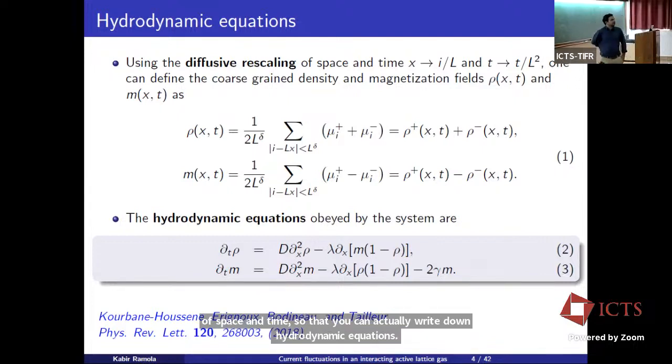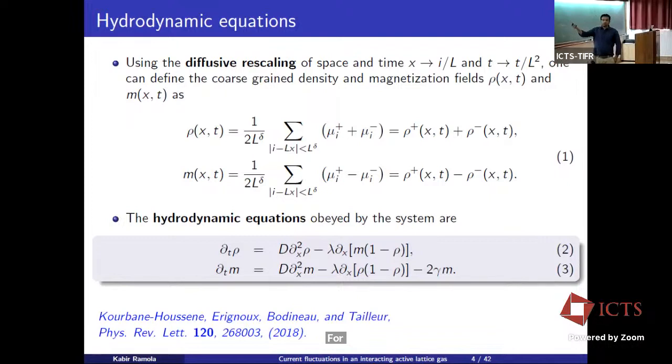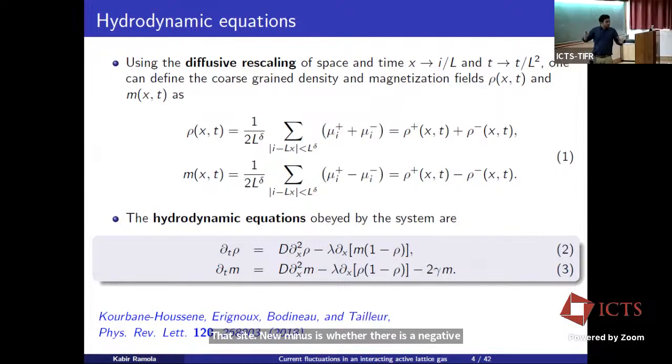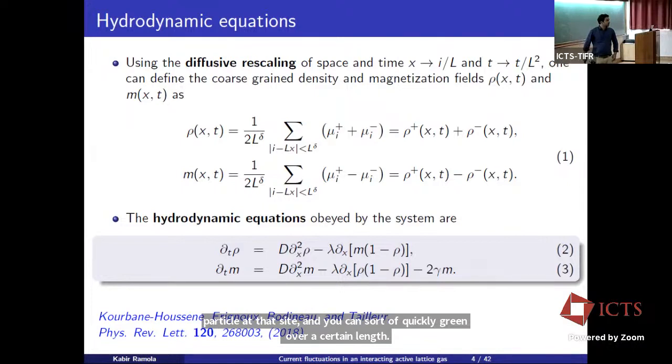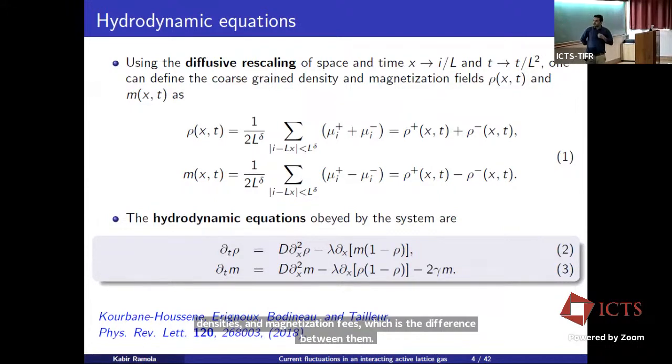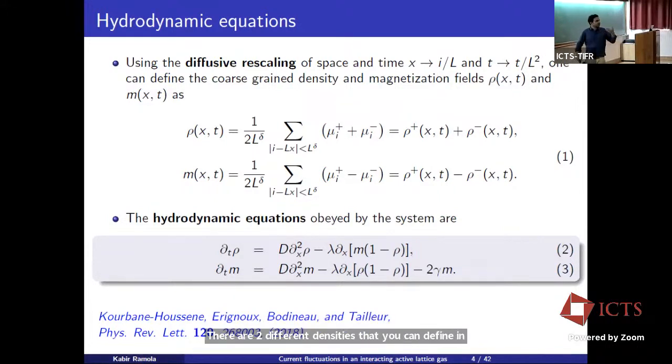So mu was the occupation number of a site, mu plus is the occupation of whether there's a plus particle at that site, mu minus is whether there's a negative particle at that site. And you can coarse grain over a certain length scale, L to the D, and you can write down density fields, which are the summation of the plus and minus coarse-grained densities, and magnetization fields, which is the difference between them. There are two different densities that you can define in this model because you have two different kinds of particles. And once you have this, you can write down coarse-grained hydrodynamics equations. So for the density field, it's quite a simple looking equation where you write diffusion, but with a bias term.